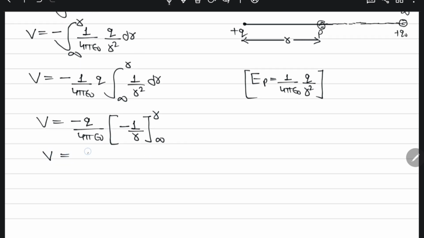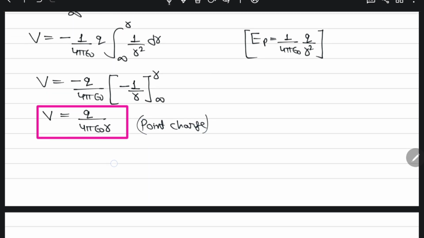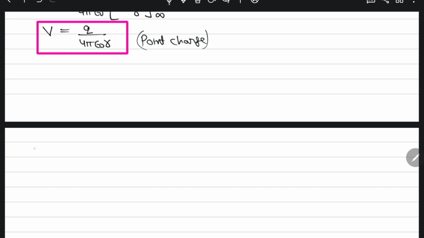Then after that I find that it is q upon 4 pi epsilon naught r. So this comes out to be the electric potential due to a point charge, right? Now I can also find electric potential due to so many charges.